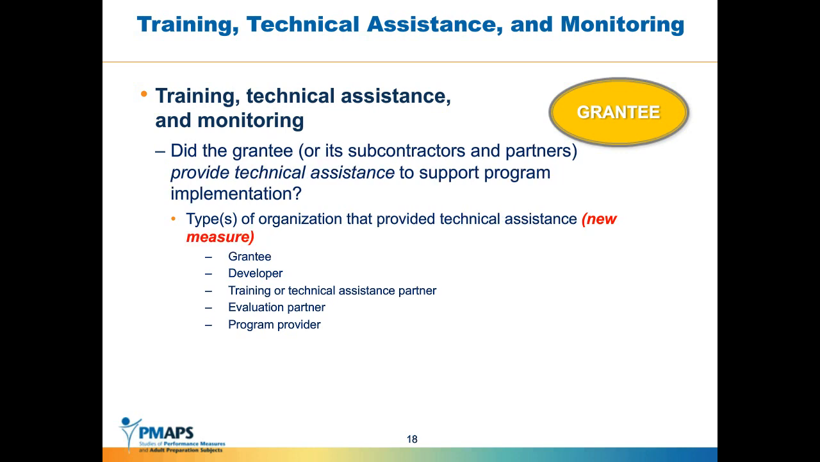You will also report whether the PREP grantee or a subcontractor or other partner provided technical assistance to support PREP program implementation. And again, if you answer yes to this question, you will be asked to report on the types of organizations that provided the technical assistance. The categories are listed on the slide here, and they're the same as those we just reviewed for the question about who conducted observations. So grantees, developers, training or technical assistance partners, evaluation partners, or program providers.